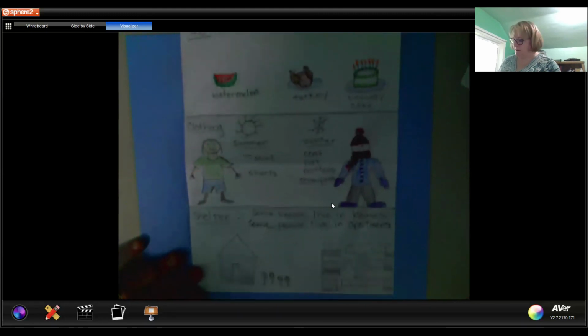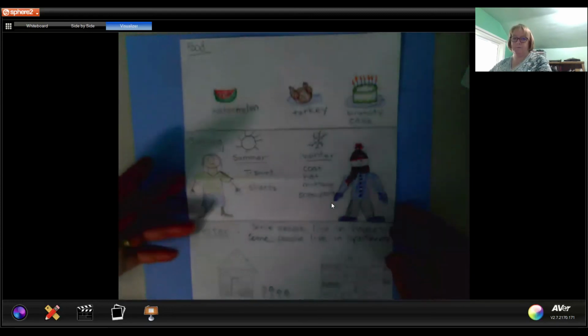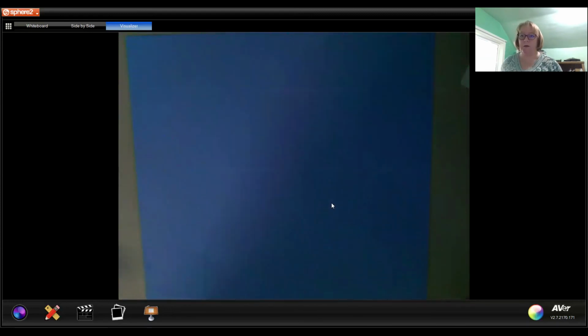Shelter. Some people live in homes or houses, and some people live in apartments. So I wrote out both of those. You get to draw what is important in your culture and your family. Divide it into thirds and share this with your teacher if that's the assignment you choose.